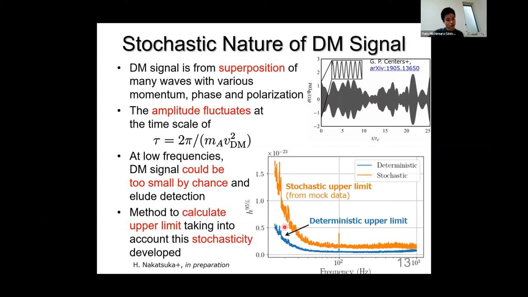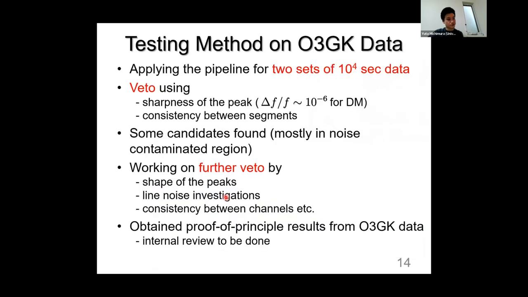And if you calculate the upper limit using the average amplitude, you will get this deterministic upper limit. But if you think about this stochastic effect, the actual upper limit will be this orange line. So at the low frequency, it's like a factor of three worse if you consider this stochastic nature. But at the high frequencies, it will converge into the same upper limit. And anyway, we developed a method to calculate this upper limit, considering this stochastic effect.